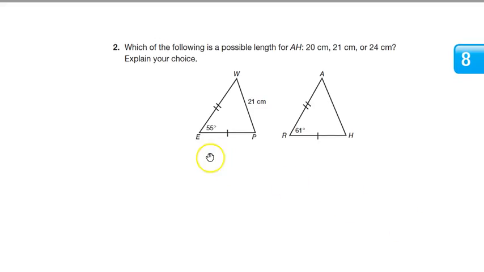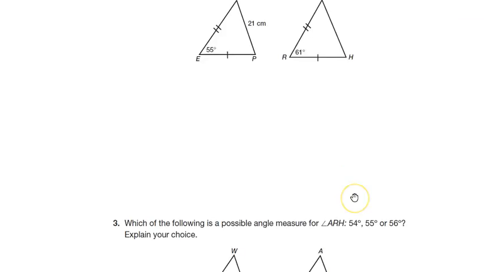All right, so using that, here you have two sides that are congruent. You have two fixed sides here, and one angle is wider than the other. Therefore, this side, AH, is going to be open wider. It's going to be longer than WP. So it can't be 20 or 21. It's got to be 24.